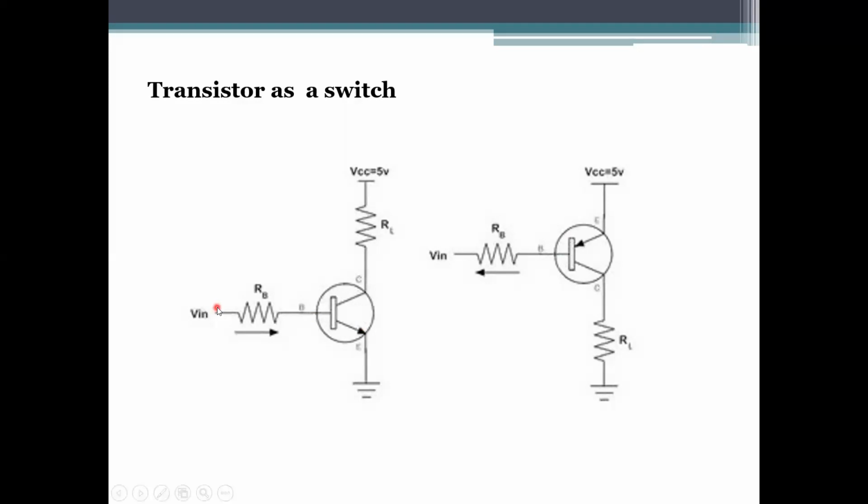But when you apply a positive 5 volts to this terminal, the base-emitter junction is in forward bias. The transistor is on and it goes into saturation. So it is equivalent to a closed switch, as shown in the figure, this one.